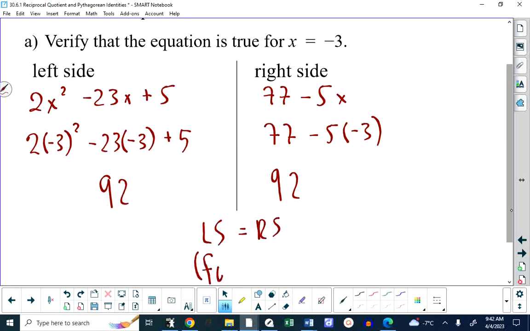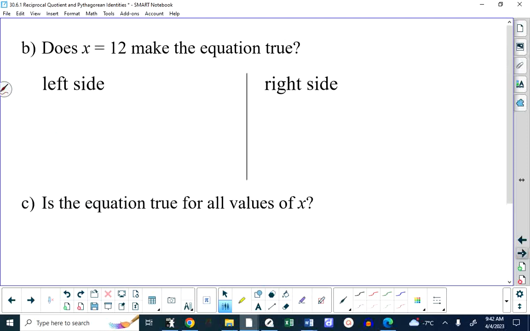This is x equals negative 3. I might have said 3 a second ago, but I meant negative 3. So we've verified that it's true for a particular value of x. Is it true for x equals 12? Well, this is asking the same thing, just in a different way.